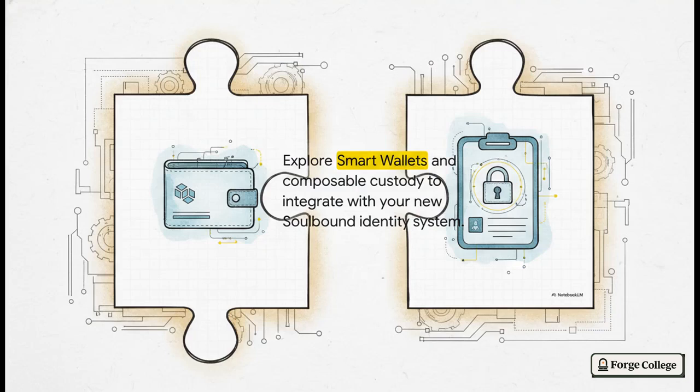As you continue exploring the wider learning programs we have, your next stop will be discovering how smart wallets can integrate with the identity system you literally just deployed. You'll learn all about composable custody and how user-friendly keys can perfectly complement the rigid, non-transferable nature of the Soulbound tokens you just mastered. It really is the perfect next piece of the Web3 puzzle.